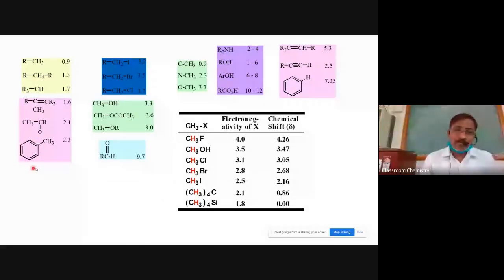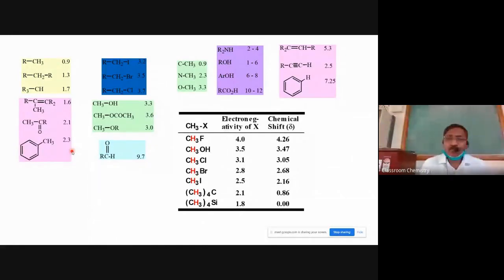And also when it is attached to an sp2 carbon, that is an aromatic ring, it is observed at 2.3, 2.4. So that is nothing but when sp3 carbon is replaced by sp2, the protons shift, that is, they go downfield, or they are more deshielded. So delta values increase from 0.9 to 1.6, 2.1, and 2.3 respectively.